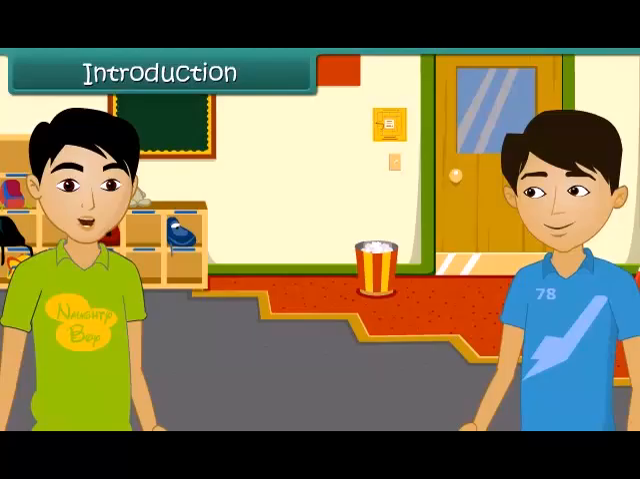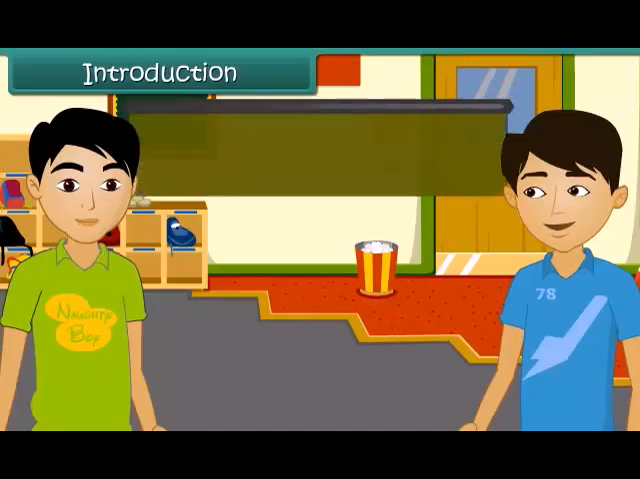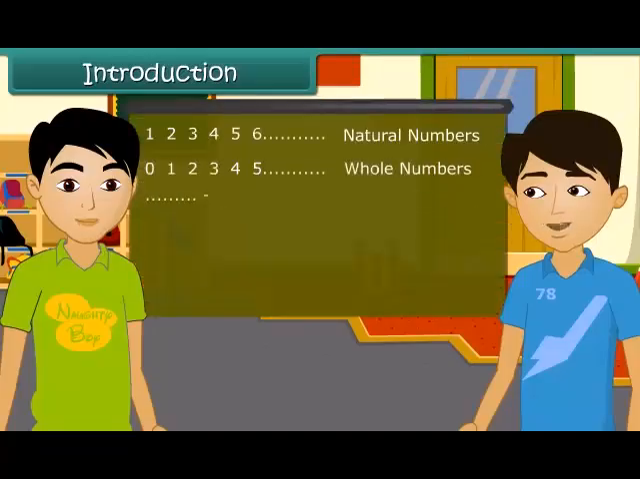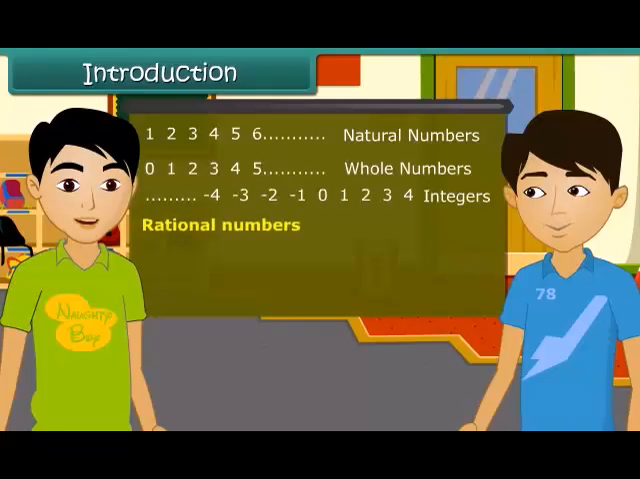Hey, Rahul, come. Today our maths teacher taught us a new topic, rational numbers. I know about natural numbers, whole numbers and integers. But what are the rational numbers? These numbers are in the form numerator by denominator, where numerator is either 0 or a positive integer, and the denominator a positive integer. I did not understand. Come, I will explain to you.